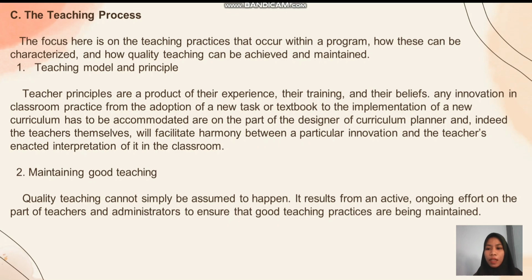The second, maintain good teaching. Quality teaching cannot simply be assumed to happen. It results from an active, ongoing effort on the part of teacher and administration to ensure that good teaching practices are being maintained.